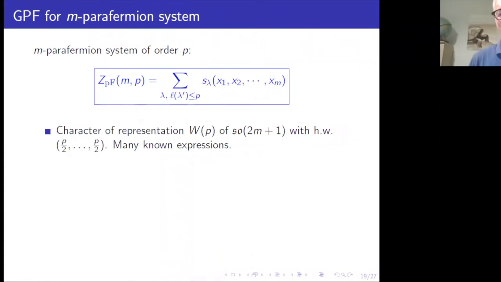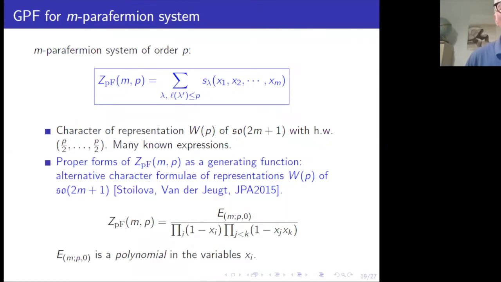This case is much simpler. It's a finite dimensional representation of an orthogonal Lie algebra, and characters here are well known. You can use Weyl's character formula or whatever you want. So there are many known expressions. So in a way, you would think there is nothing much new to be found here. But in fact, we did also work and we did find a new alternative expression for this partition function, or this character, if you want.